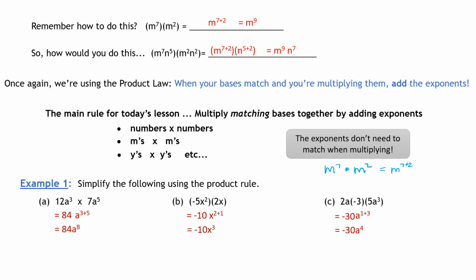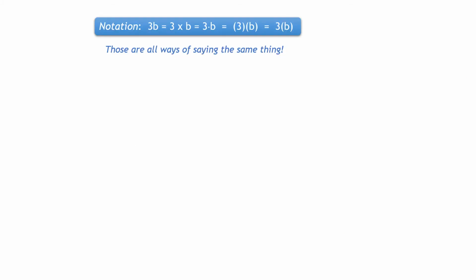So we only have one more slide after this one. Here's some notation. Whether I write 3b like that right beside each other, or 3 times b, or 3 with a dot b, or in brackets, or with just part of it in brackets, they're all ways of saying the same thing. They're all 3 times b. Whatever your b is, it's a variable. I don't know what b is supposed to be, but I'm multiplying that by 3.